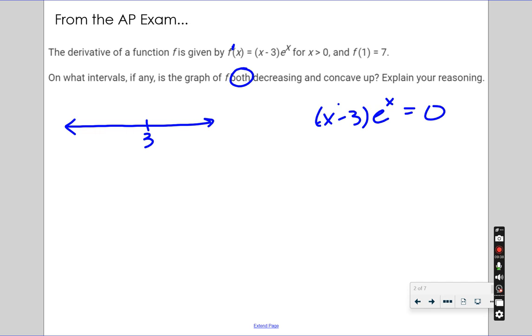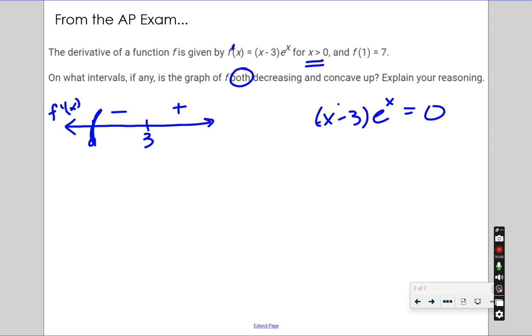Ooh, I just noticed it says x is greater than 0. So you might want to put 0 on your sign line also and realize we don't want anything to the left of that. All right, so let's plug in some values. What if we plug in 1 into our first derivative? Will we get a positive or negative? Negative. What about 4? Positive. Okay, there where is f prime of x?